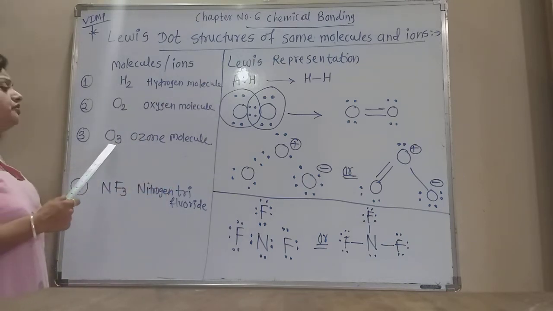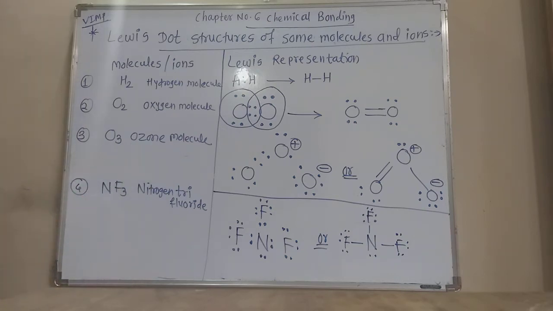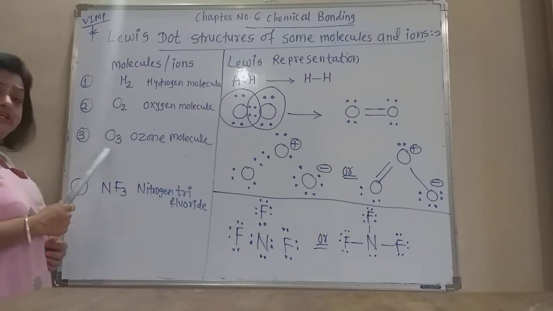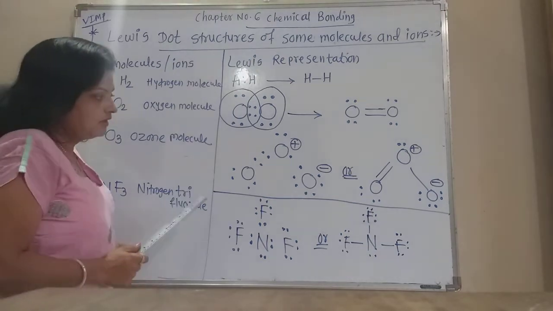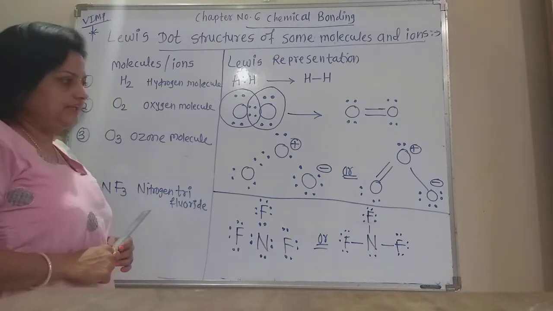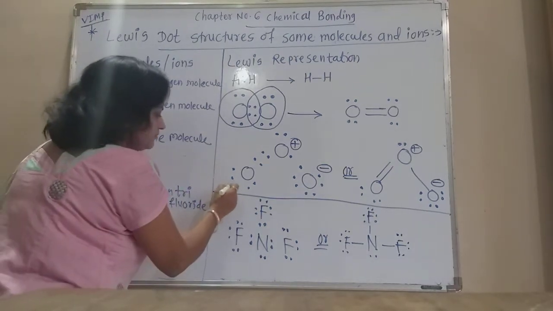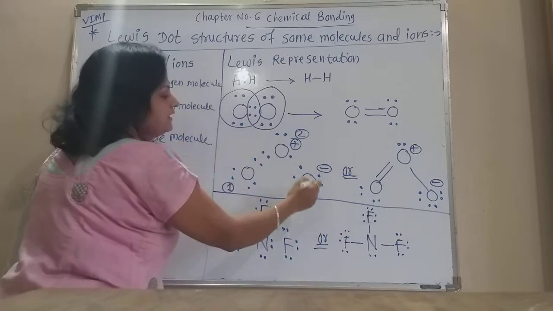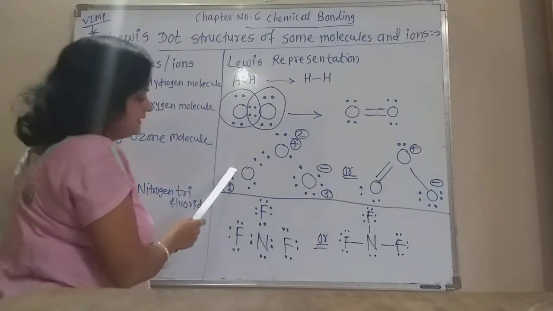Now see the Lewis structure of the ozone molecule. O3 is the molecular formula of ozone. Each oxygen in ozone must have 6 valence electrons. Here they satisfy each octet by sharing electrons. Now this is the first oxygen, suppose this is the second oxygen and this is the third oxygen. Now this first oxygen completed its octet.